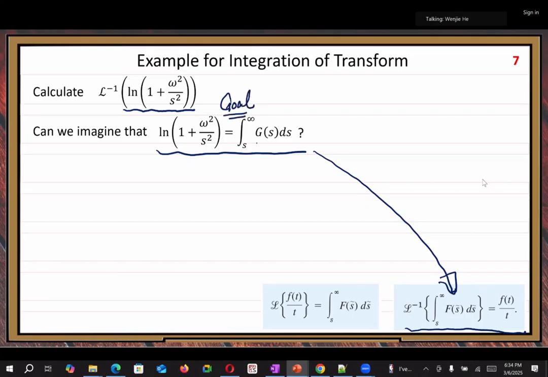We want this function unknown, but we want to have this structure. Can we find capital G? How about we take the derivative of both sides?